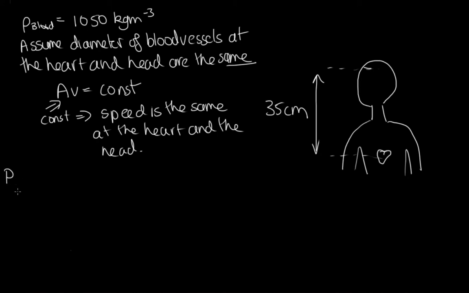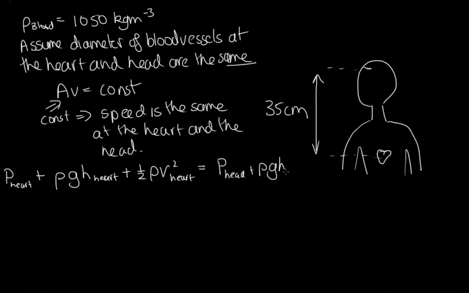We've got that the pressure at the heart plus the density times g times the height of the heart plus a half rho times the velocity at the heart squared is equal to the same thing at the head. So the pressure at the head plus rho g times the height of the head plus a half rho v squared at the head. Now we've just said that the speed is the same at the heart and the head.